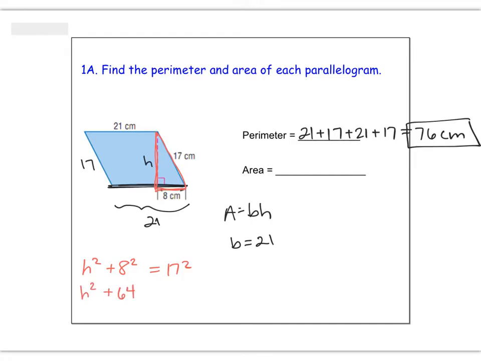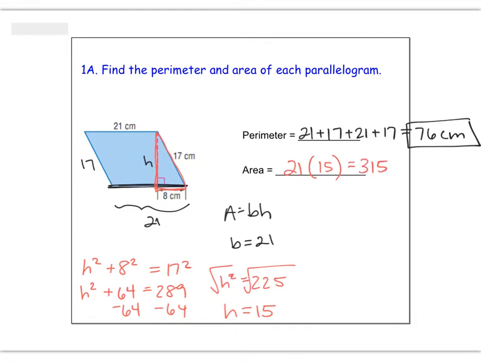So 8 squared is 64, 17 squared is 289. Subtract your 64 and you're left with h squared equals 225. Then we don't want h squared, we want just regular h, so we take the square root and we get 15. So 15 is your height. To find the area, it's going to be 21 times 15, base times height. This comes out to be 315. And do you remember how to label something that has an area? It's in centimeters squared. So it's 315 centimeters squared.